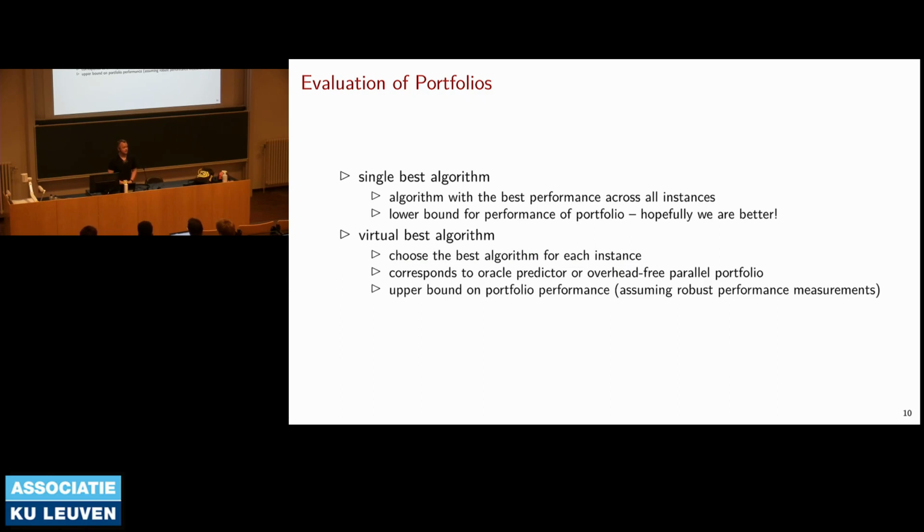That means that we cannot even quantify the virtual best algorithm or the virtual best solver, because we don't know what it is. We cannot do this exhaustive evaluation, and therefore it is always entirely possible that there's something better out there that we simply haven't found yet. Does that make sense? Yep.